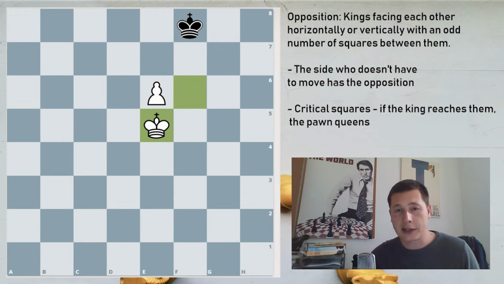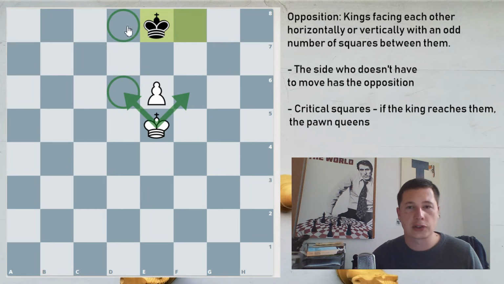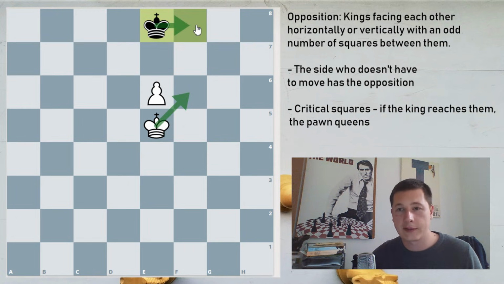What does black play here? He plays king e8. Why does black play king e8? Because he wants to have the opposition. Now, how does white advance? He needs to play either king d6 or king f6. If white plays king d6, black is playing king d8, keeping the opposition. If white plays king f6, then black simply plays king f8, keeping the opposition.